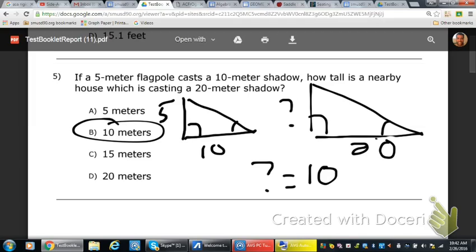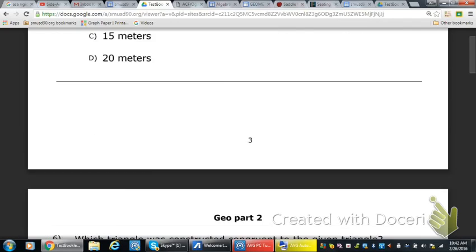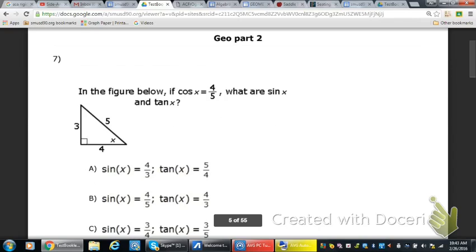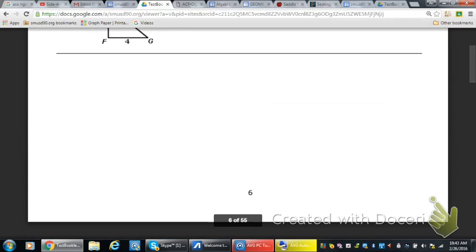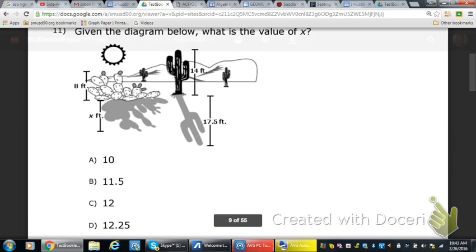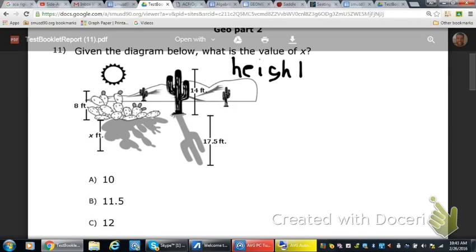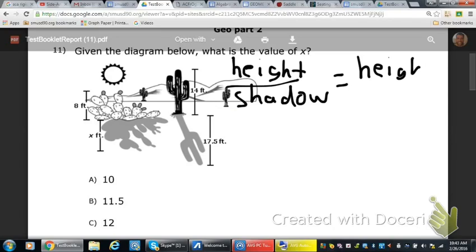Alrighty, let's keep on going. Okay, guys, for these type of problems, they're going to be very similar. They don't have triangles, so here's what you got to remember. Height is to shadow as height is to shadow. So that's your key thing to remember here.